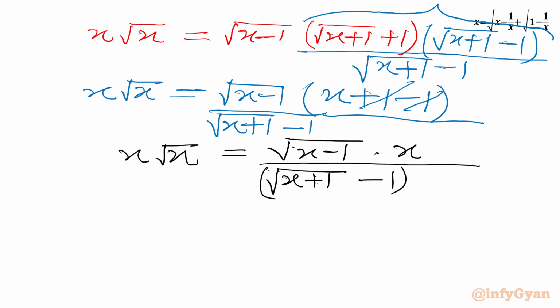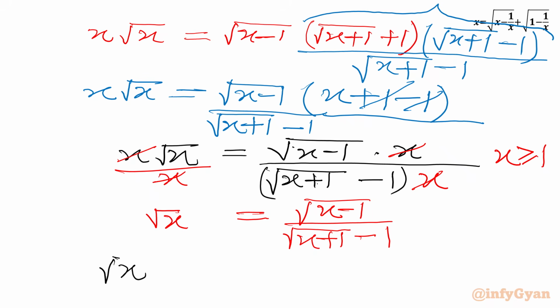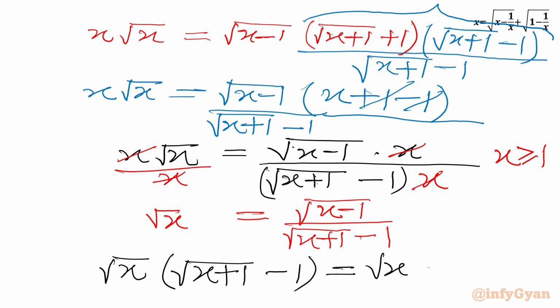Now we can divide our equation by x on both sides. So let us divide by x. x is greater than or equal to 1. We will cancel x from both sides. So we will get square root x equal to (square root x minus 1) over (square root x plus 1) minus 1. Now we will cross multiply and get square root x times (square root x plus 1 minus 1) equal to square root x minus 1.